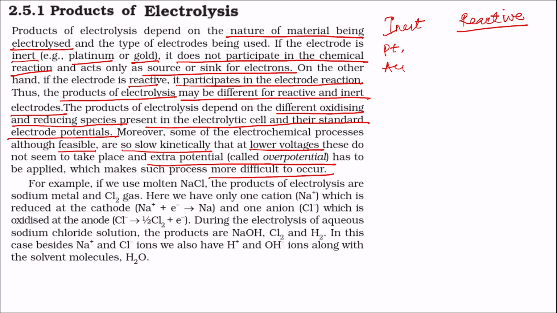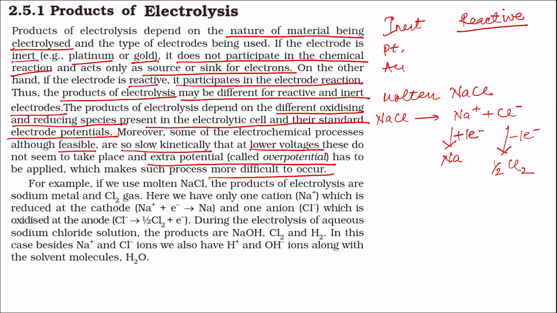Now consider the electrolysis of molten NaCl. For molten NaCl, NaCl will ionize to give Na+ and Cl- ions. Na+ ions go to the cathode, accept one electron and change into neutral sodium atoms. On the other hand, the chloride ion, this is the anion, goes to the anode, loses an electron and is oxidized at the anode. So this is the product formed when molten NaCl is used as electrolyte: chlorine gas at the anode and sodium at the cathode.